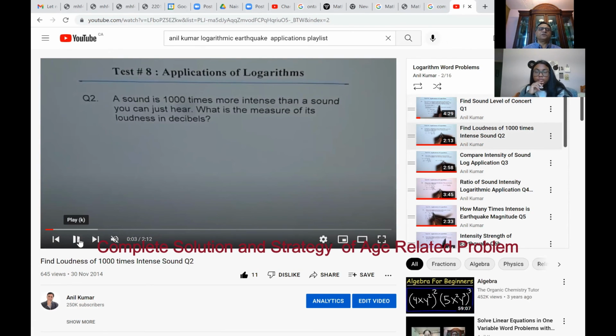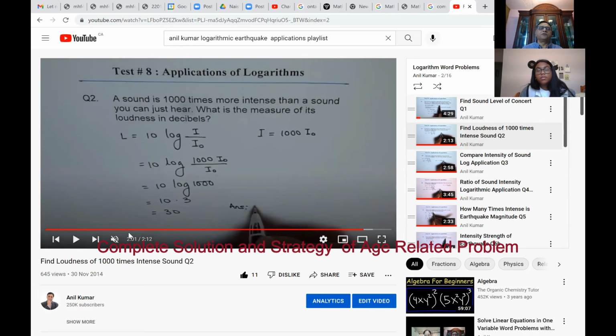Can you please read the question again? A sound is 1,000 times more intense than a sound you can just hear. What is the measure of its loudness in decibels? Correct. So this time the I0 value is not given to you. It was given in the last example. But normally in the test paper, it is always given: 10 to the power minus 12. So we are going to use that particular value and then find our answer.